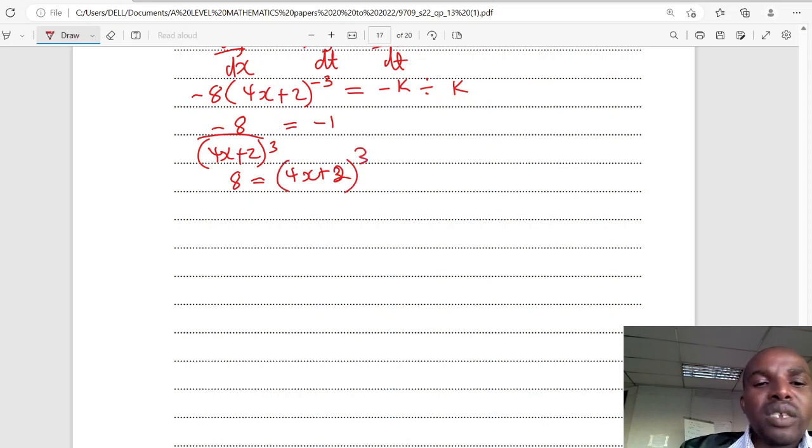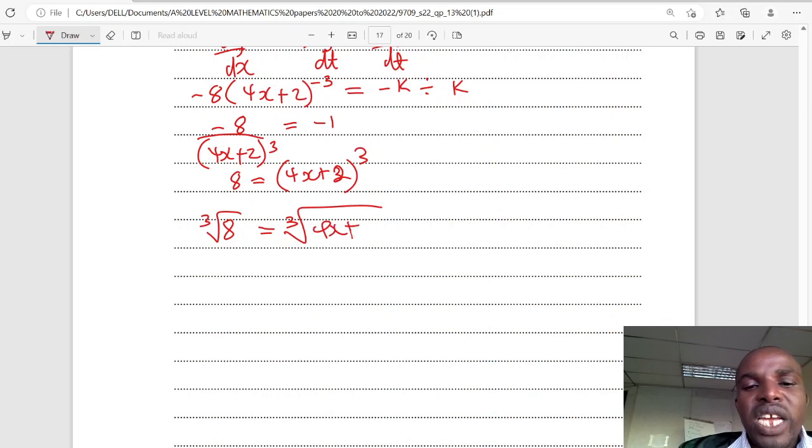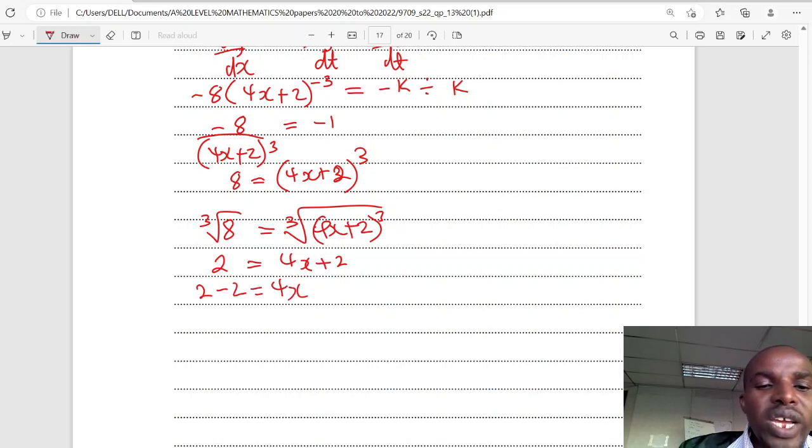Then you take the cube root of both sides to remove the power 3. The cube root of 8 is 2, so 2 is equal to 4x plus 2. Then collect the 2 to the other side: 2 minus 2 is equal to 4x. So 4x is equal to 0, and x divided by 4 gives 0.